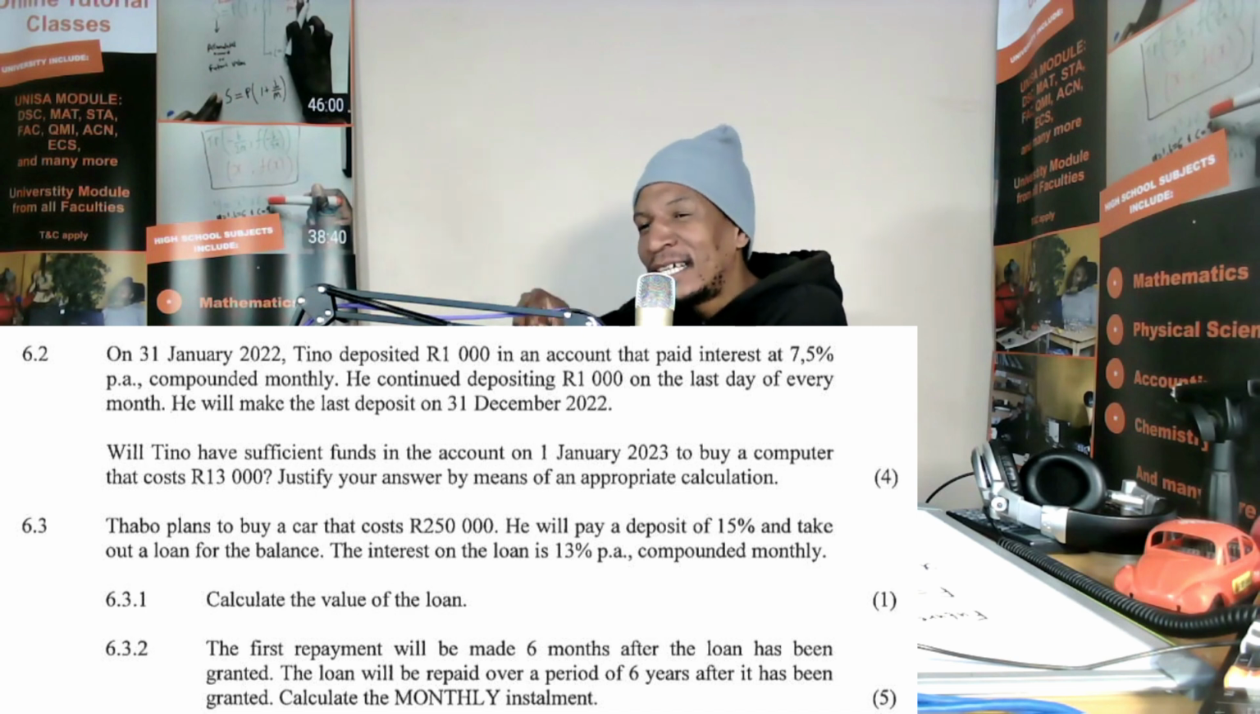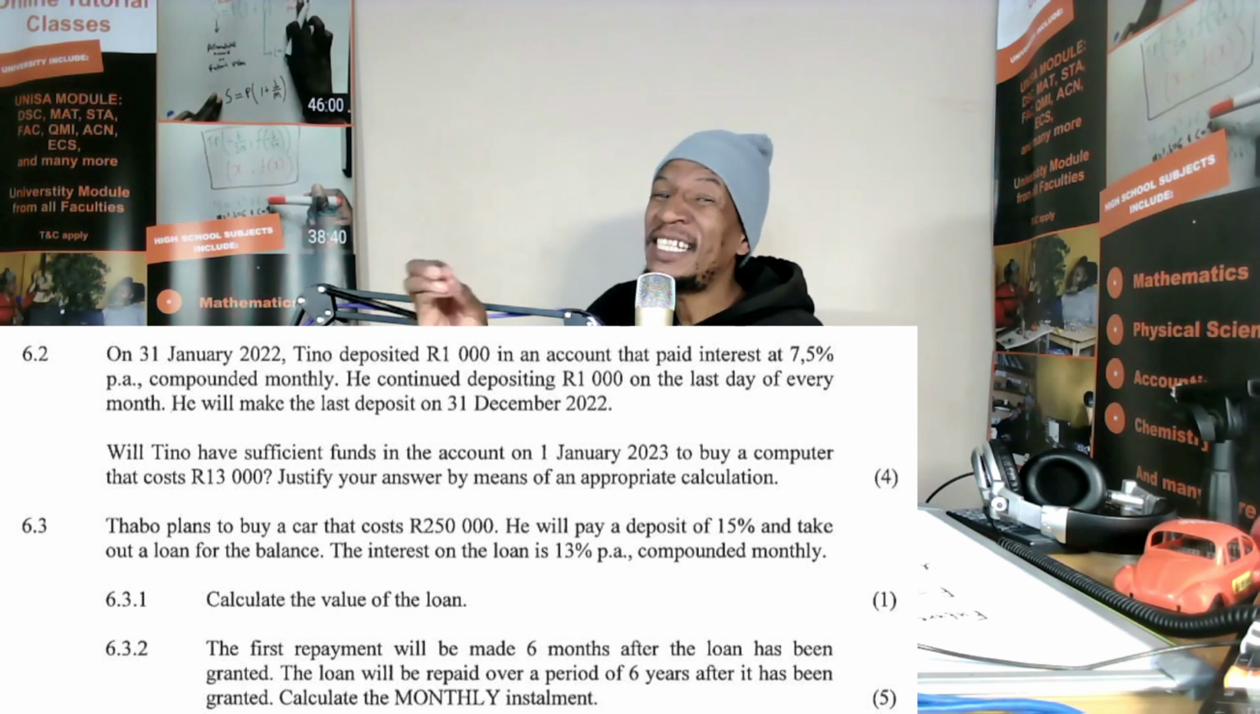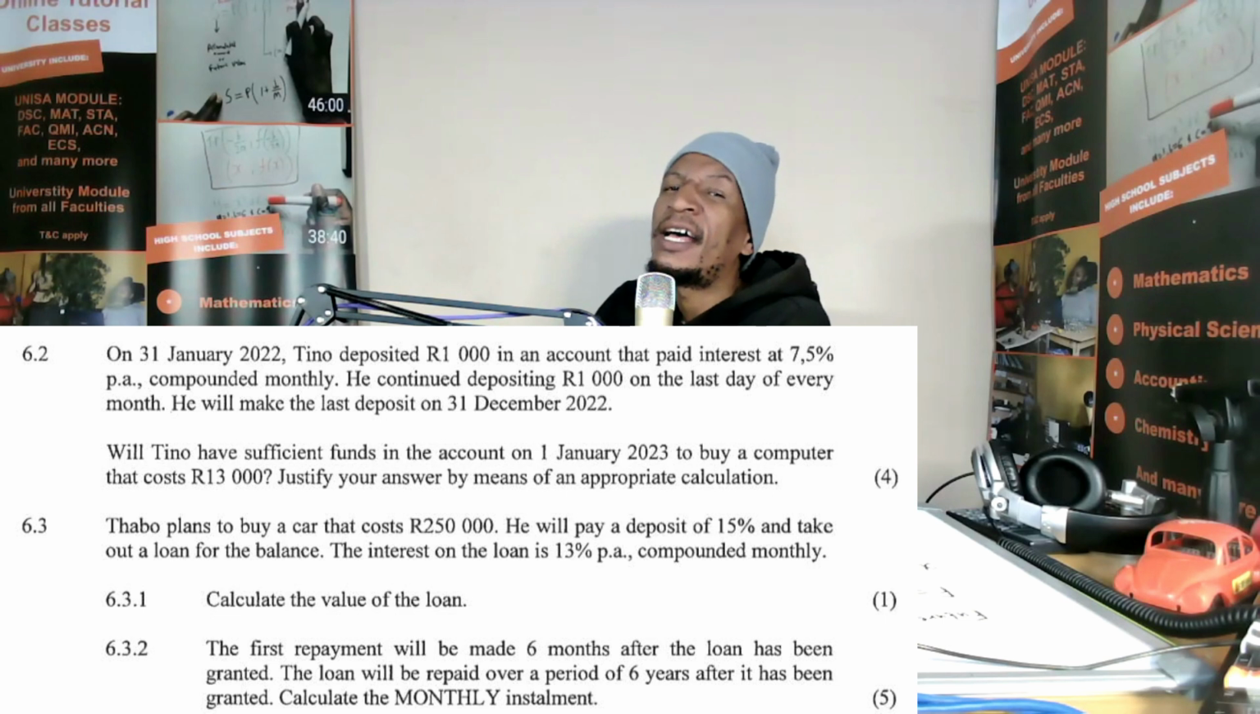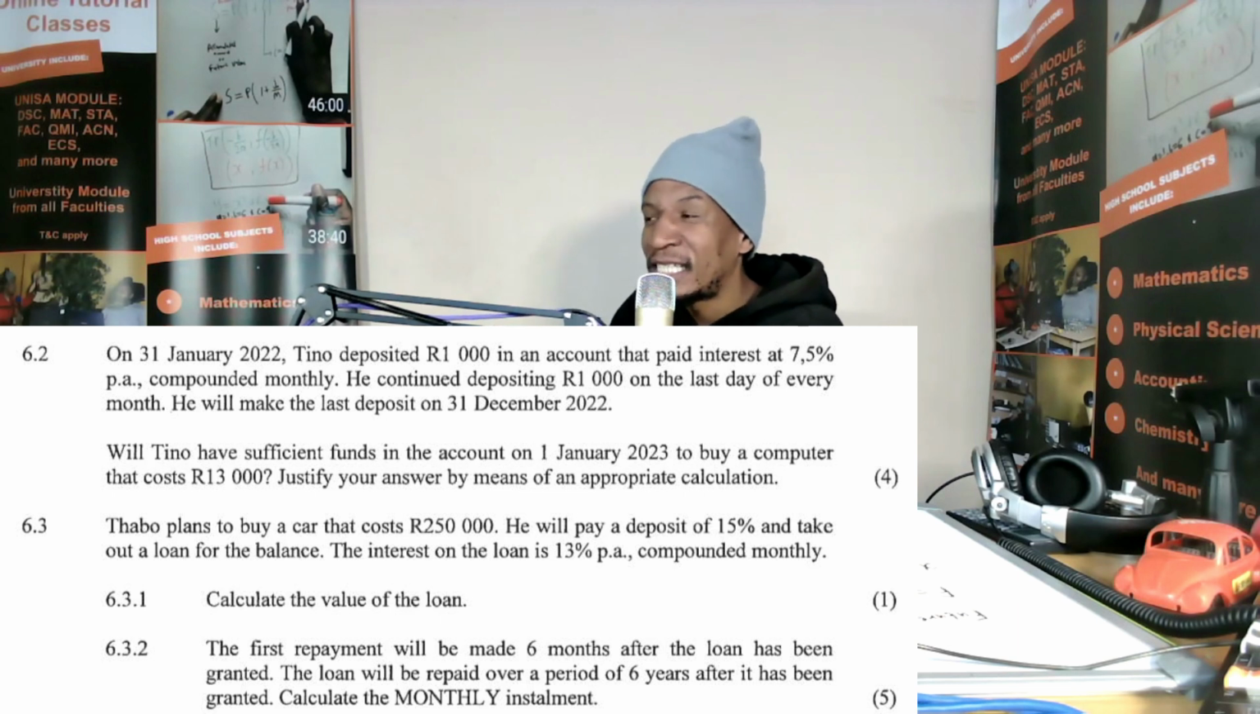So the last day of every month, Tino is making deposits of 1,000 rand, meaning it's equal deposits into an account. When Tino is making deposits into the account, Tino expects to have a certain balance at the end of the period inside that account. So now this should ring a bell that we are talking about future value of annuity.